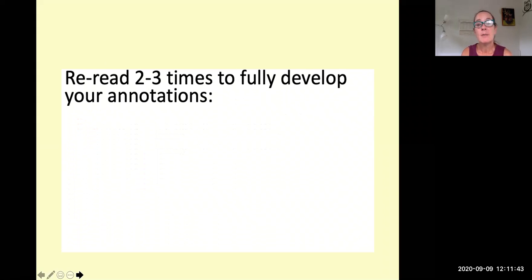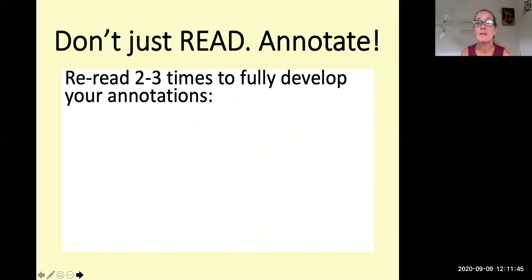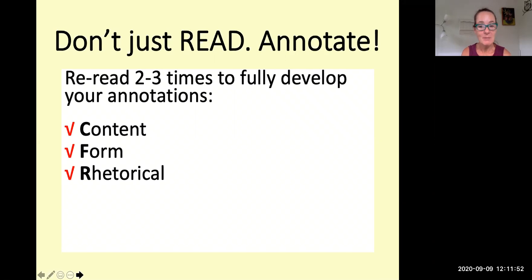Reread 2 to 3 times to fully develop your annotations. Don't just read, annotate. Annotate content, annotate form, annotate rhetorical.